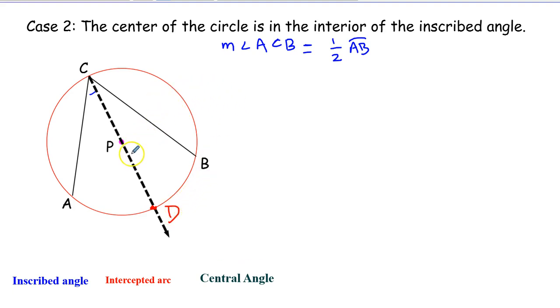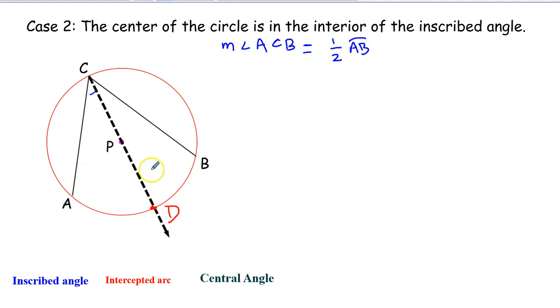The given case is that the center of the circle is inside this inscribed angle. In such a case, we connect the vertex C with the center and extend it. Now we have brought it into almost like the first case. In case 1, we proved that if the center of the circle is on this side, this angle ACB is half of that arc AB. This is what you got in case 1. Now we are making use of that same thing.